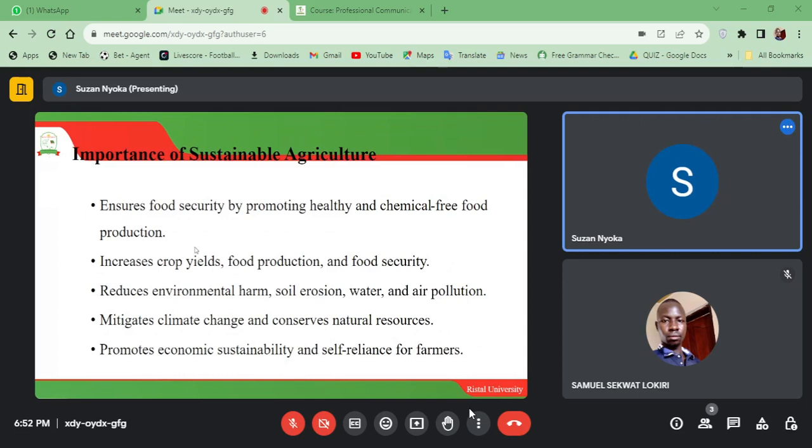So how do we ensure this? Reduce the use of fertilizers, reduce the use of chemicals, and all that will harm the environment and human and food security. Reduces environmental harm, soil erosion, water and air pollution. It mitigates climate change and conserves natural resources. It promotes economic sustainability and self-reliance for farmers.